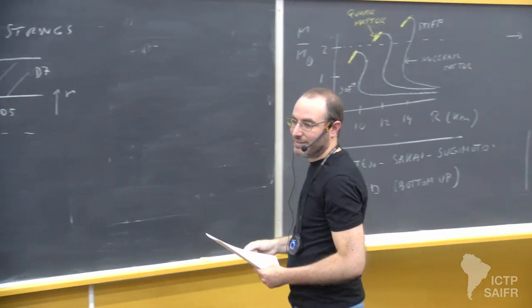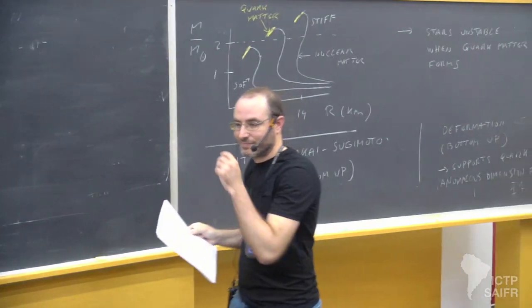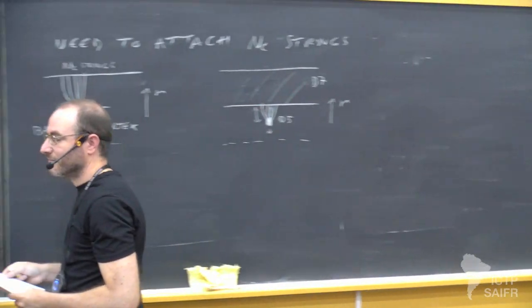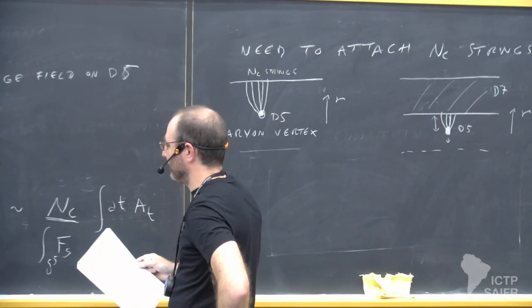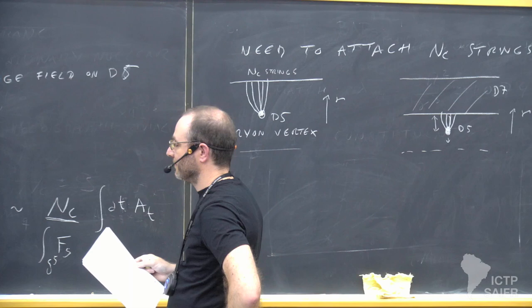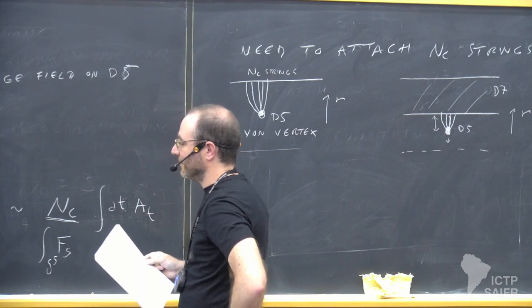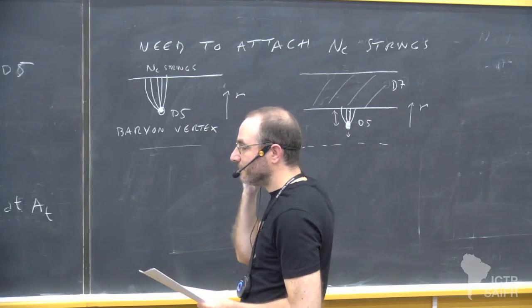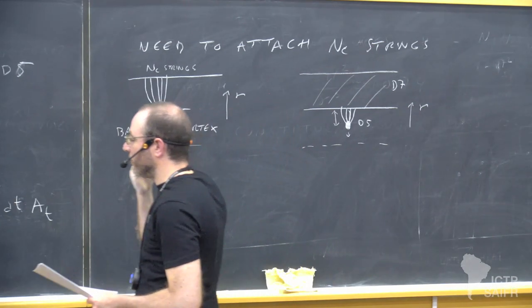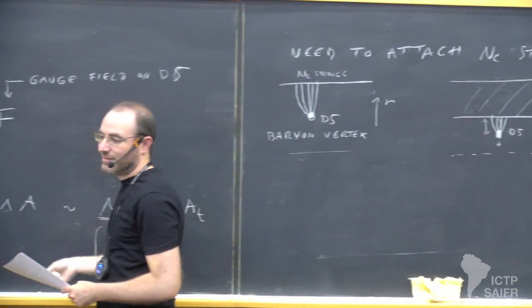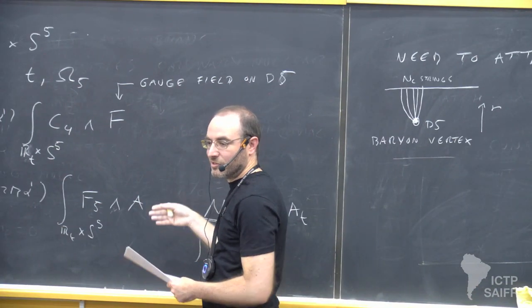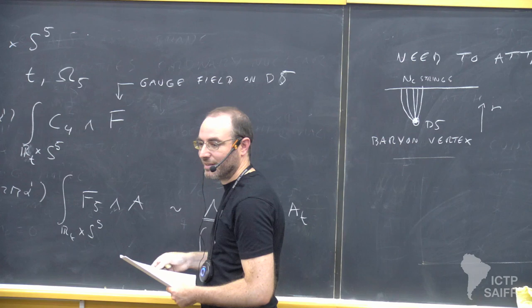But this D5 is not supersymmetric. This is the baryon vertex, right? The usual baryon vertex is not SUSY. It is being attracted by the background. So the Wess-Zumino term doesn't cancel the Born-Infeld in that case. No, because there is no flux. There is no C7. There is no flux for the D5 in the background.